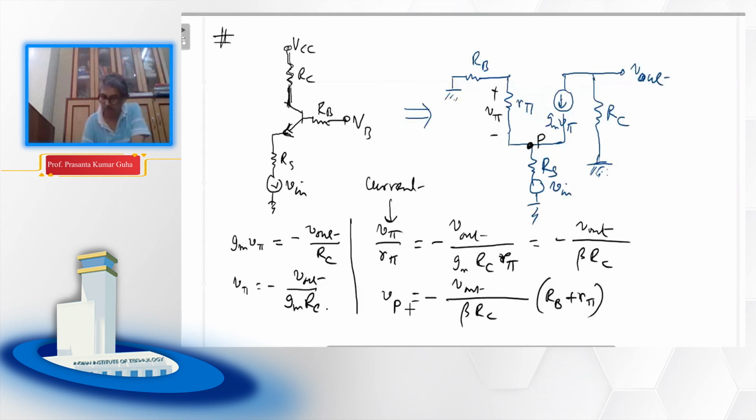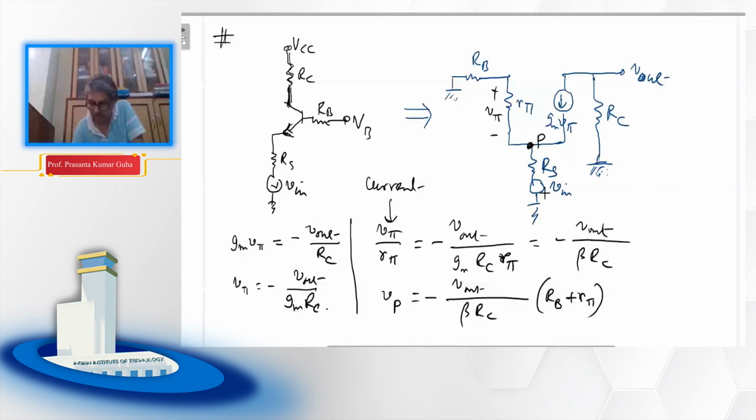What I am aiming at, I am trying to find out V out over V in, because that's the gain, right? So this is my voltage Vp. Okay, I can then write this Vp as V in plus the voltage drop across RS. Okay, if we can relate that, we will be able to find out V out over V in. So that will give us the gain.